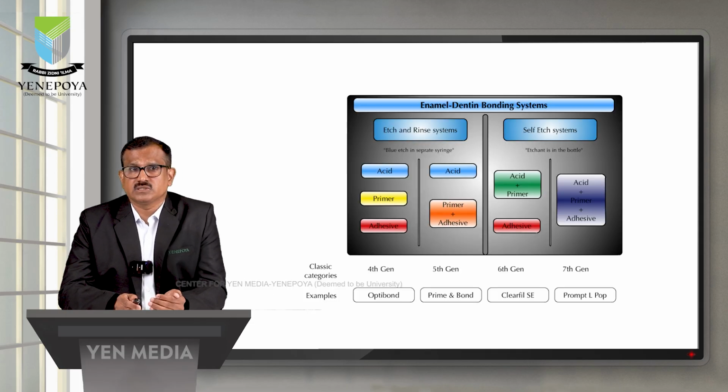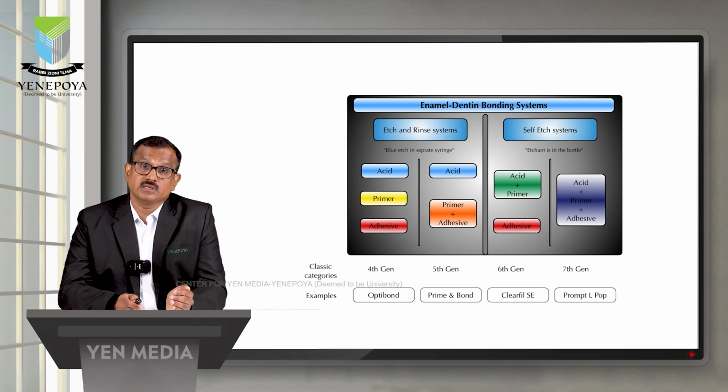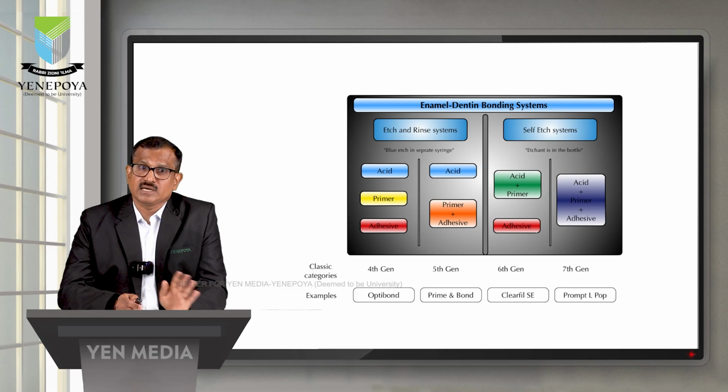37% phosphoric acid, which is widely accepted, is used for etching, but there are different techniques in etching which I will be covering. But let us know what bonding systems are available now, the modern systems that are in the market. So first, the benchmark is the 4th generation. I would like to start with the 4th generation because the first 2-3 generations are done and dusted with.